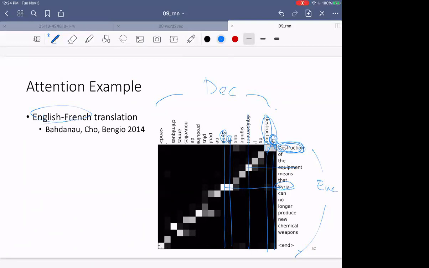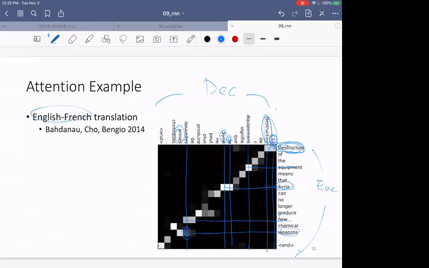I don't know much French, and it doesn't always work exactly. Nouvelle means new in French. The strongest attention was given to new, which was okay, but also a bit of attention was given to weapons. I guess weapons should be arms here. So it doesn't work exactly like we want, but it's still a pretty informative example.